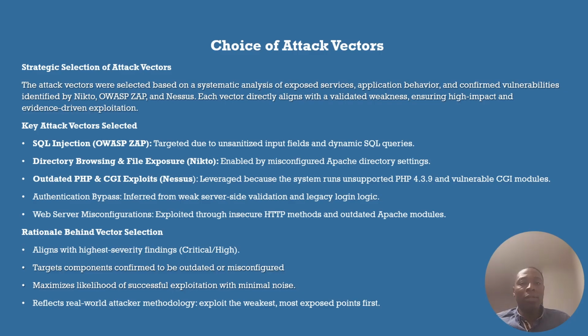My choice of attack vectors was intentional and grounded in the evidence gathered during reconnaissance and vulnerability scanning. SQL injection was prioritized because OWASP confirmed exploitable input fields and boolean-based payloads. Directory browsing and file exposure were selected based on the Nikto finding of misconfigured Apache directories. Nessus revealed unsupported PHP and CGI components, making them ideal targets for code execution and privilege escalation.